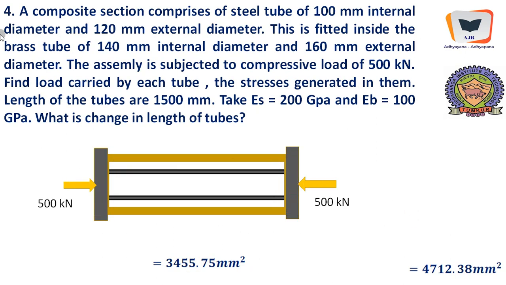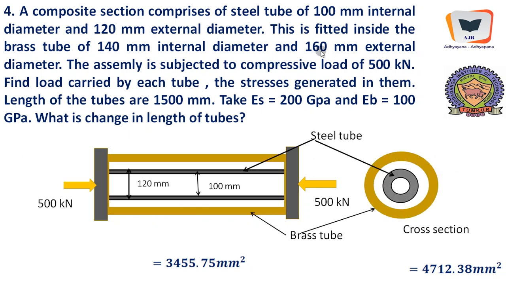A composite section comprises of steel tube of 100 millimeter internal diameter. This is the steel tube, 100 millimeter internal diameter and 120 millimeter external diameter. This is fitted inside the brass tube of 140 millimeter internal diameter. This one, the outer tube, and 160 millimeter external diameter.